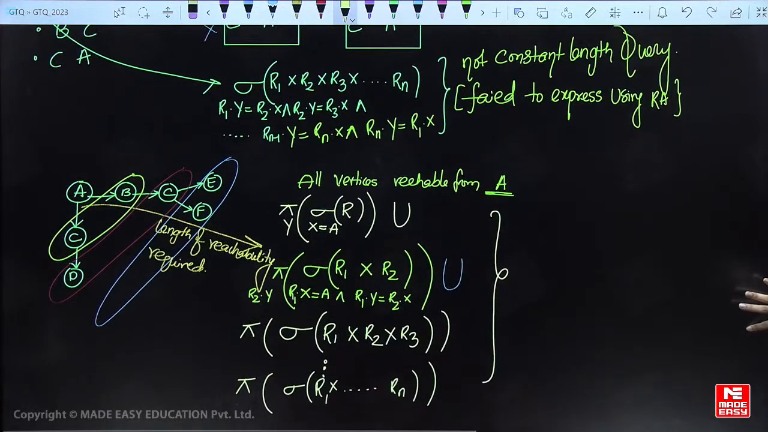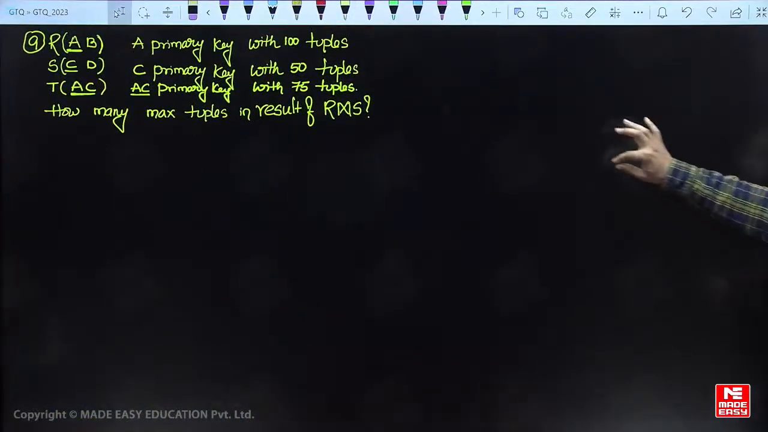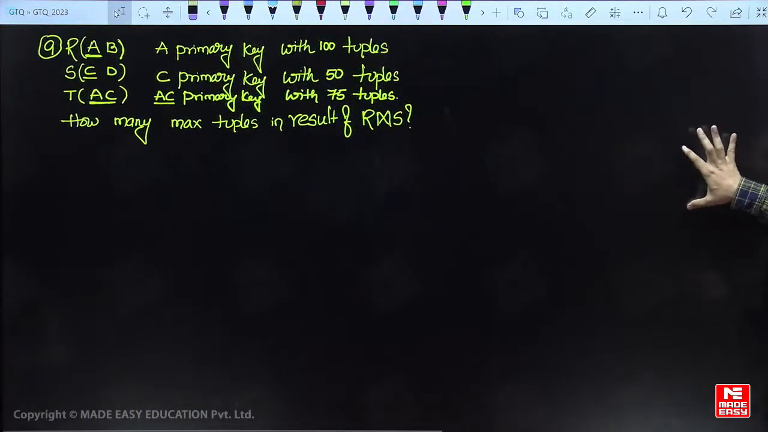Right, let's move to the next question. Thank you Akshay, Singh cleared. Ishika Ajay, thank you.